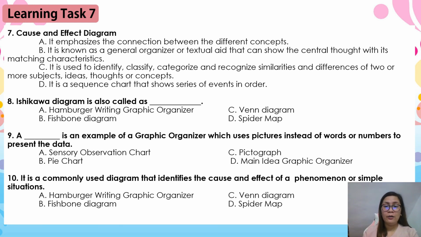Last, for learning task 7, number 10, it is a commonly used diagram that identifies the cause and effect of a phenomenon or simple situations. Is it A. Hamburger writing graphic organizer, B. Fishbone diagram, C. Venn diagram, and letter D. Spider map?